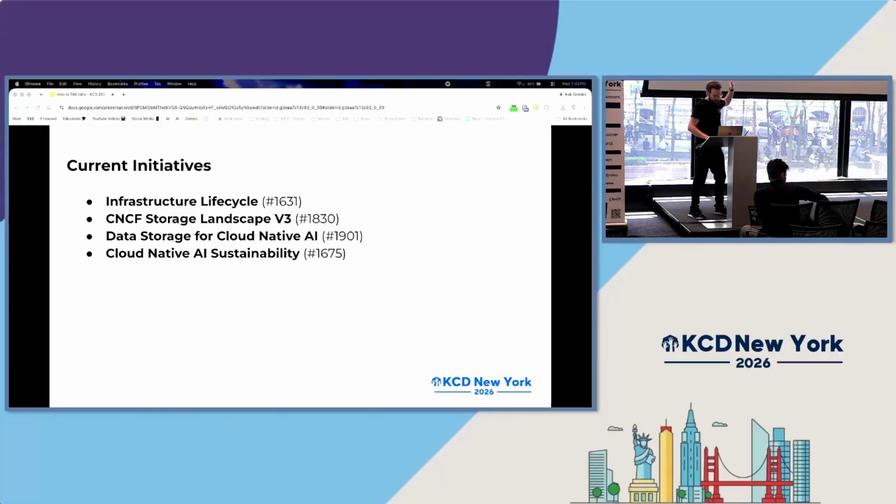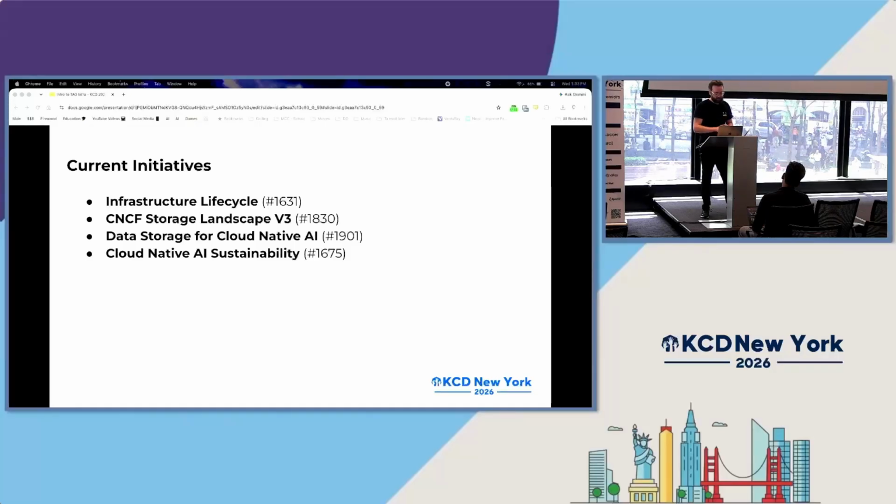There's infrastructure lifecycle, where there's a focus on different provisioning patterns like Crossplane versus Terraform. I'm currently helping to steer that, as this started prior to the TAG reboot. We have storage landscape version 3, which is building a shared vocabulary for evaluating storage systems. Data storage for cloud-native AI is a hot one right now. It digs into what training and inference each demand from storage, because they demand nearly opposite things.